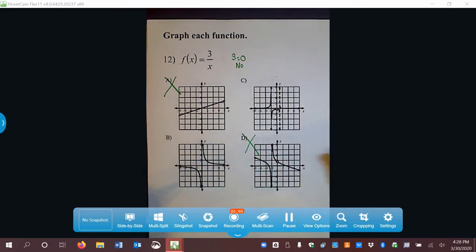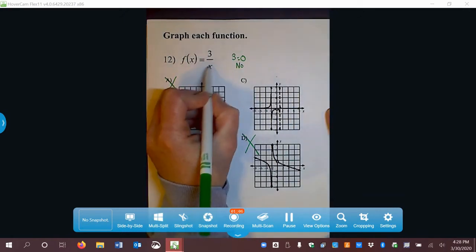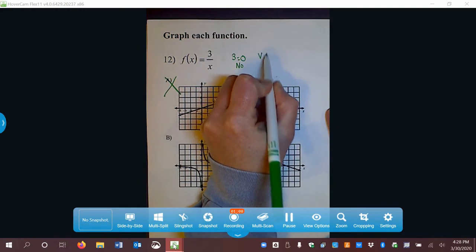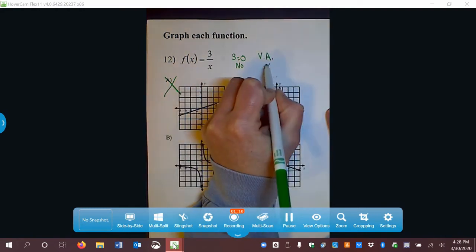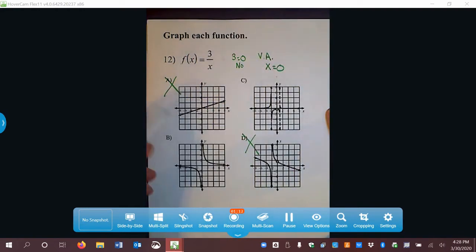Other things that you might want to check. What are the vertical asymptotes? If you'll notice vertical asymptotes, you set the denominator equal to 0. So you would just say x equals 0. So that would be our y-axis. Another thing you can check is you can check the horizontal asymptotes.